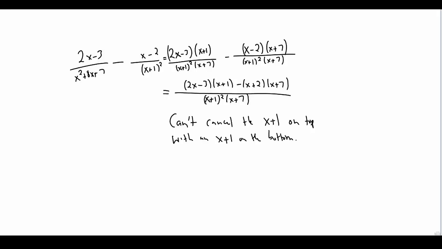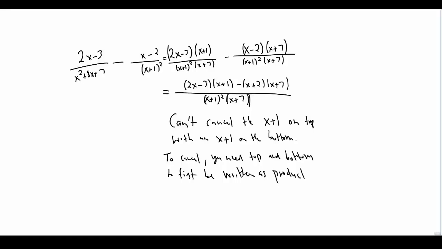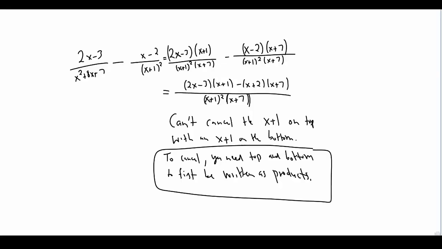You cannot cancel those. Similarly, you cannot cancel the x plus 7 on the bottom with the x plus 7 on top. You need the top to be written as a product. Here it's a difference of two terms. That's when you can cancel, and you can cancel common factors. So we can't cancel right now, but to simplify this, we should expand out the numerator. Let's see what we get.